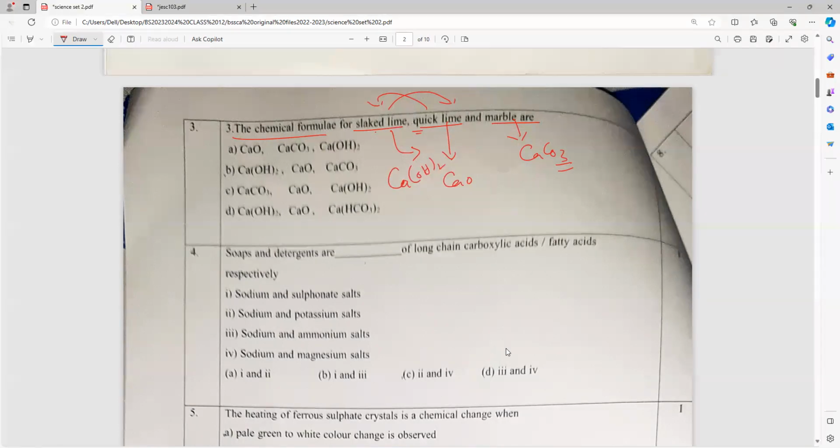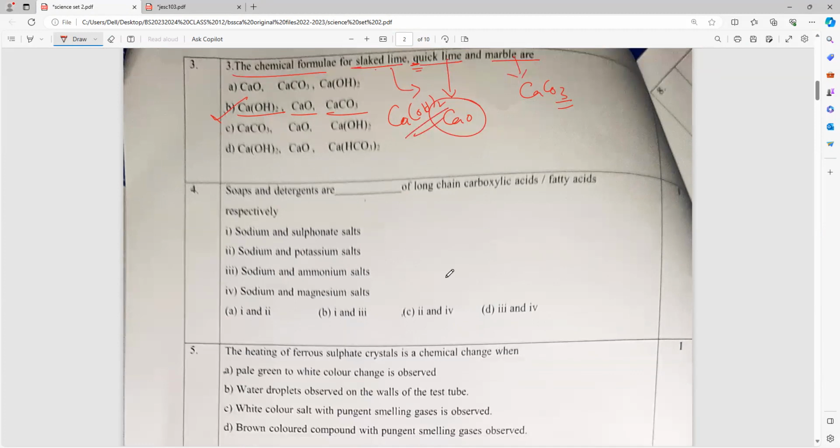So what is the correct option, everybody? Option B: Ca(OH)2, CaO, CaCO3. So please learn the alphabets, Q first, S later. Quicklime is CaO, calcium oxide; slaked lime is calcium hydroxide.